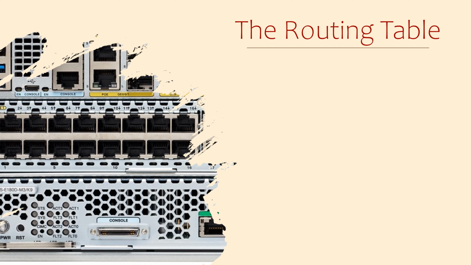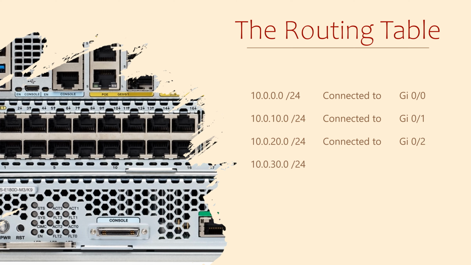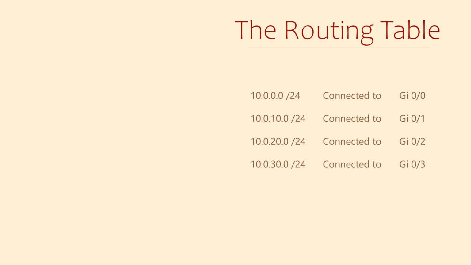All routers contain a routing table. This table contains a list of every layer 3 network that the router knows about and how to get there. I said router here, but the same is true for layer 3 switches. They also have a routing table. From now on, if I ever say router, you can assume the same is true for a layer 3 switch unless I tell you otherwise.